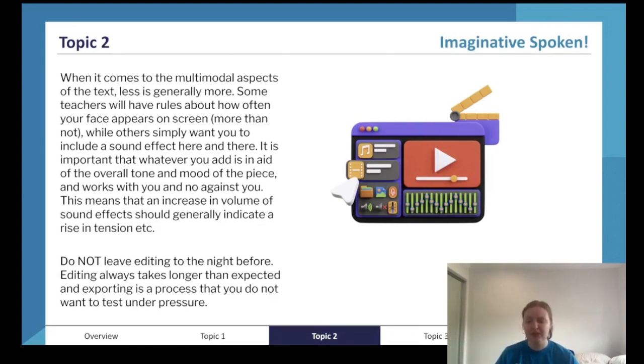A really important note here, and I can say this from experience as someone who not only did several of these tasks in school, but is also studying communications at university: do not leave editing to the night before. It is a process that always takes longer than expected, and you don't want to leave anything to chance in terms of exporting and importing and all of those sorts of things. Sometimes your computer can just fritz when it comes to that sort of thing, so you want to be really careful, giving yourself plenty of time to do that. And definitely have multiple copies of things, have backups, in order to ensure that nothing goes wrong at the last minute.